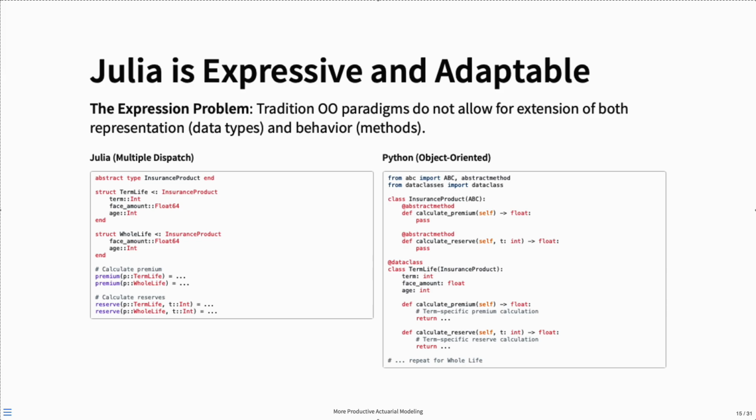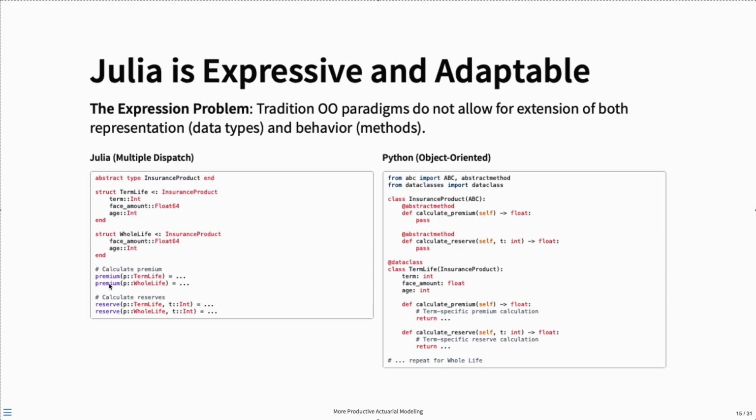So here's the setup. We're trying to model an insurance product, and we've got a couple of subtypes. In Julia, it looks like this. We have an abstract type called insurance product. We have modeled 2 subtypes, term life and whole life. Each one of these has certain variables that are important to the product. Those variables are different, but we then are able to add a couple of functions, and these functions vary depending on whether it's term life or whole life. The full implementation is left as an exercise to the reader.